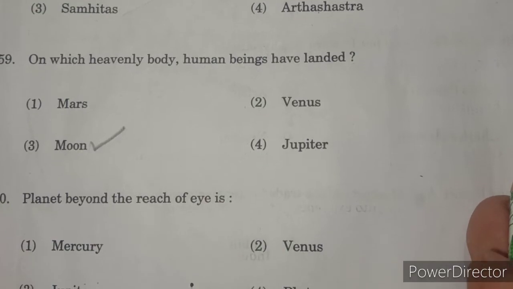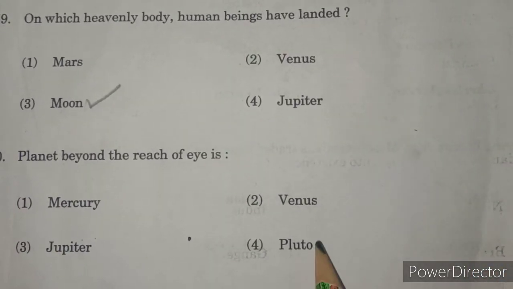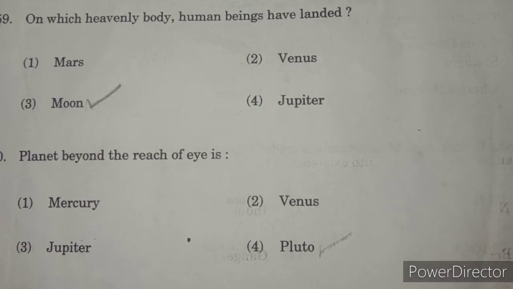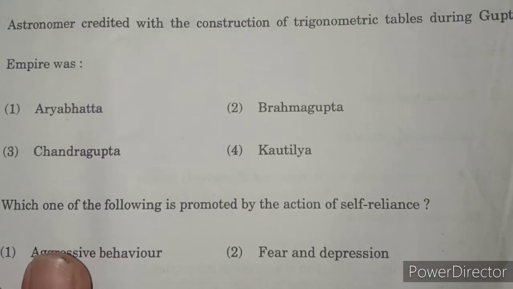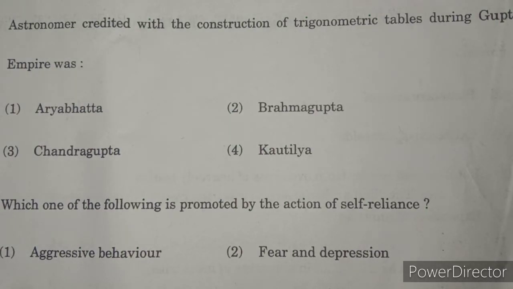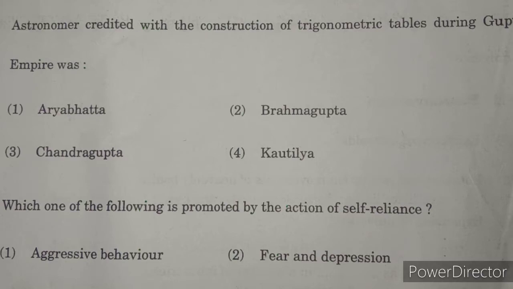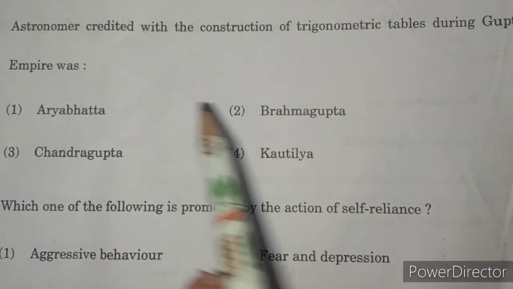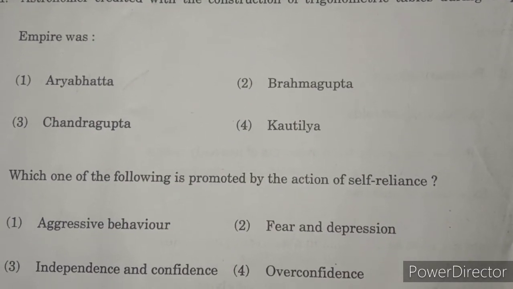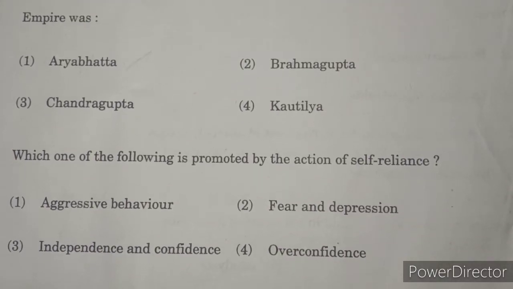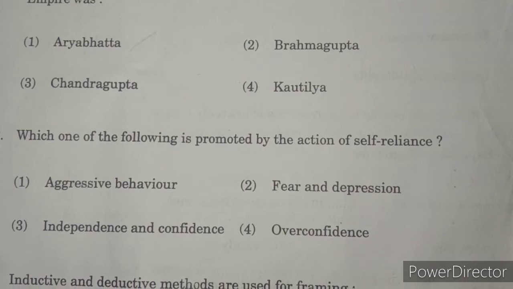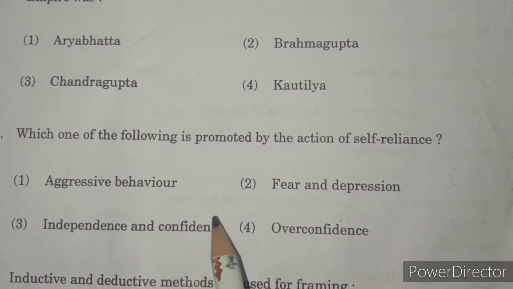Planet beyond the reach of eyes is, Pluto is correct answer. Next question. Astronomers credited with the construction of trigonometric table during the Gupta Empire was, first is answer, Aryabhatta. Which one of the following is promoted by action of self-reliance? Answer is third, independence and confidence.